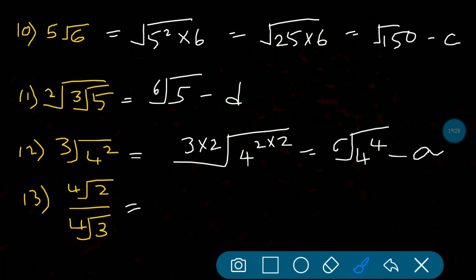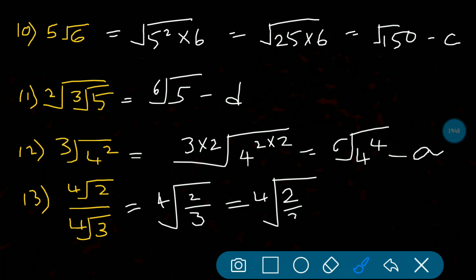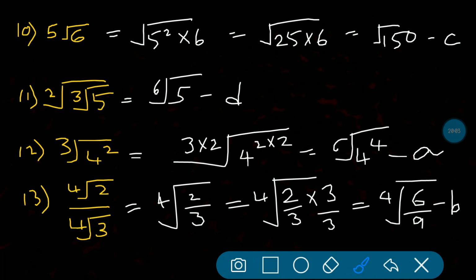Next, 13th question, fourth root of 3 divided by fourth root of 2 divided by fourth root of 3. Now you can just write it totally, right? Fourth root of 2 by 3. There is no problem. Next, again here also based on the options you have to be checking out. Now just 2 by 3 is as it is, right? You are going to multiply 3 by 3 to it, so that B option will be the right one. Now 2 3s is 6 and 3 3s is 9. So fourth root of 6 by 9, which is option B. So C, D, A, B is the right answers for the matrix matching. I hope you understood this one.